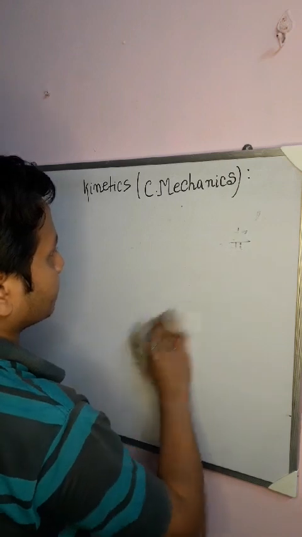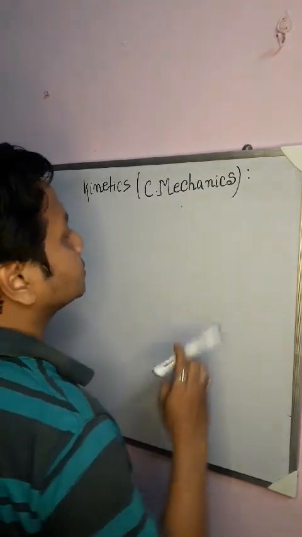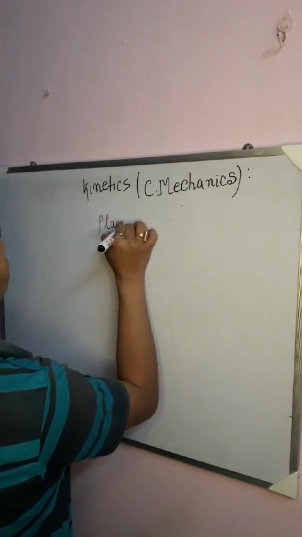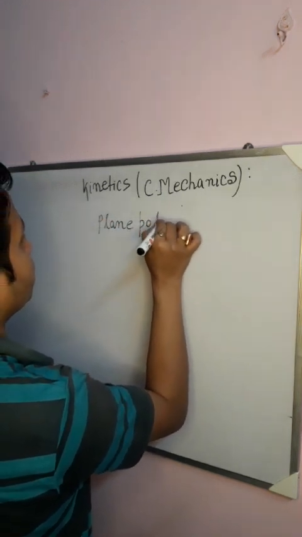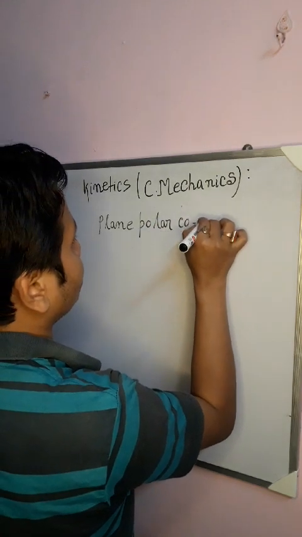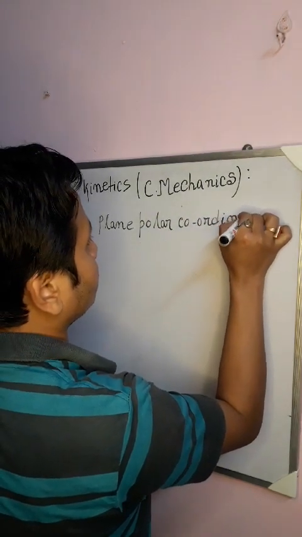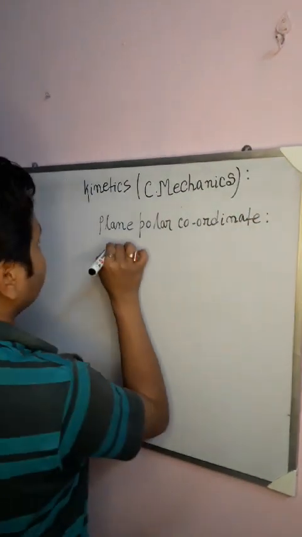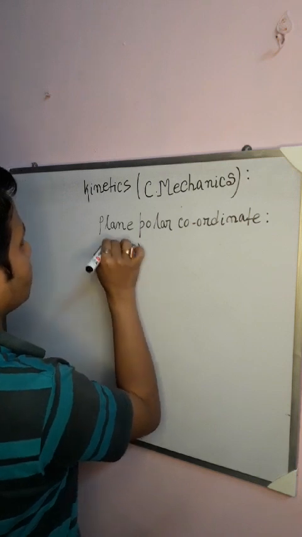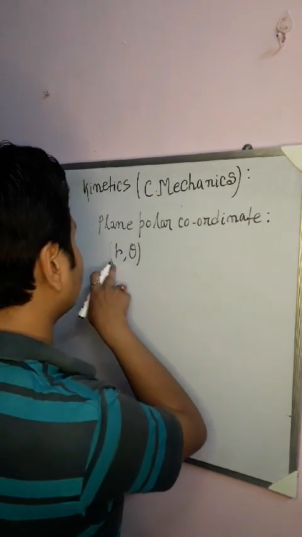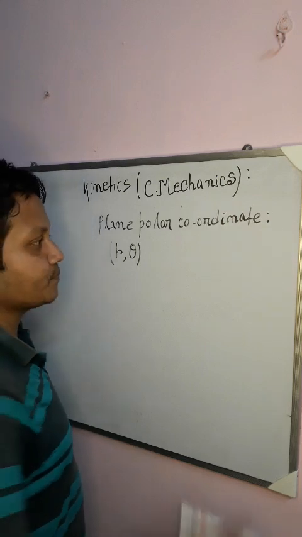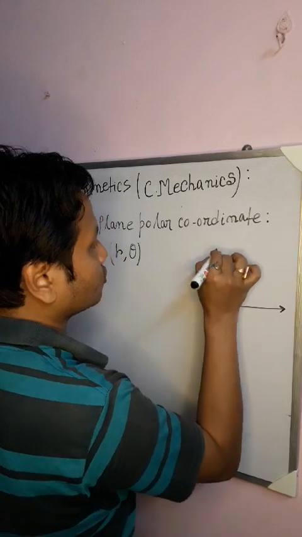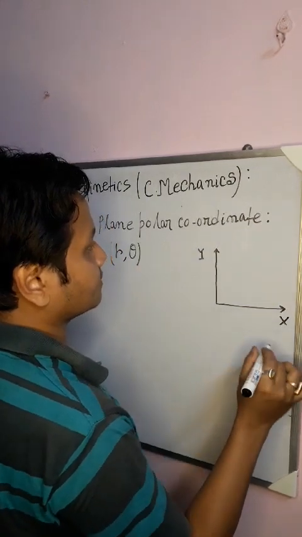Another thing: if we choose another coordinate system, that is the plane polar coordinate system, where the variables are r and theta. Instead of x, y, z, we introduce two new variables, one is position r and another is theta. So basically this is a 2D motion. This is the y axis, this is the x axis.